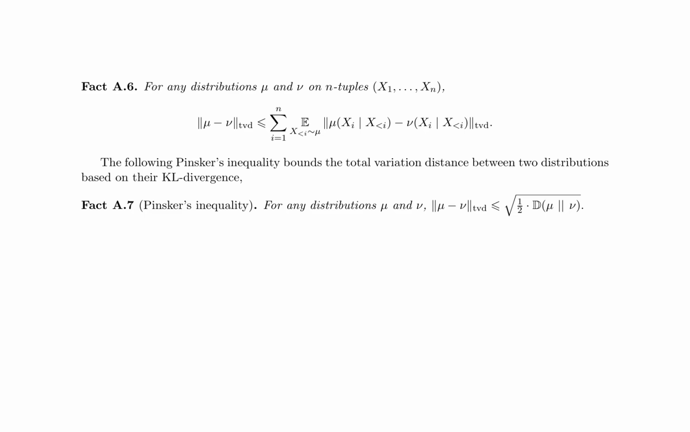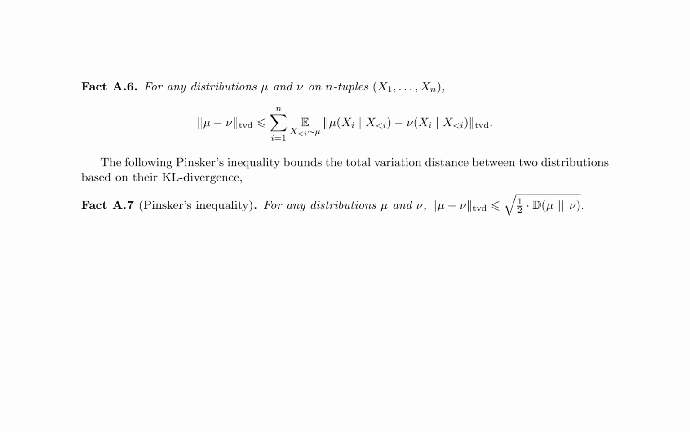Fact A.6 provides an inequality that bounds the total variation distance between two distributions μ and ν on n-tuples (x1, ..., xn). Specifically, it states that the total variation distance is less than or equal to the sum of the expected total variation distances between the conditional distributions of each xi given the previous variables x<i, where the expectation is taken with respect to the distribution μ. This inequality allows for the decomposition of the total variation distance into smaller components, facilitating analysis.